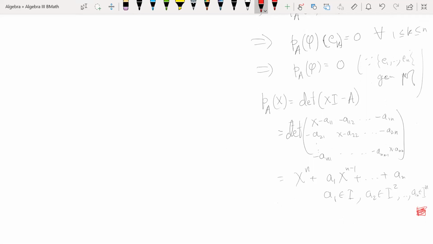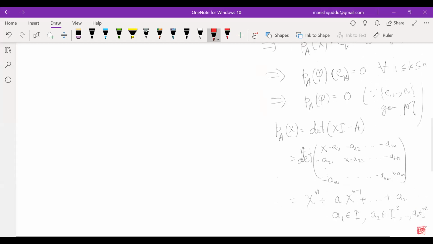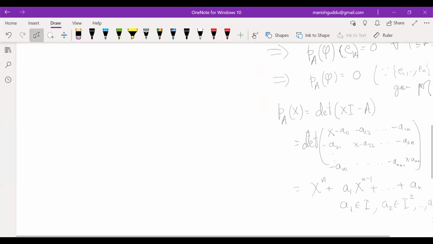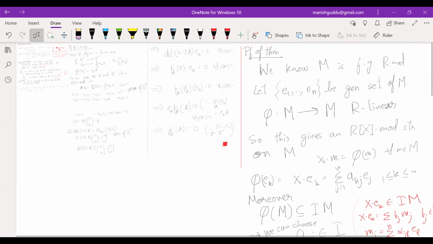Of the theorem. So maybe before we get to Nakayama's lemma, we'll take a short break, and after the break, I'll use this theorem to prove Nakayama's lemma.